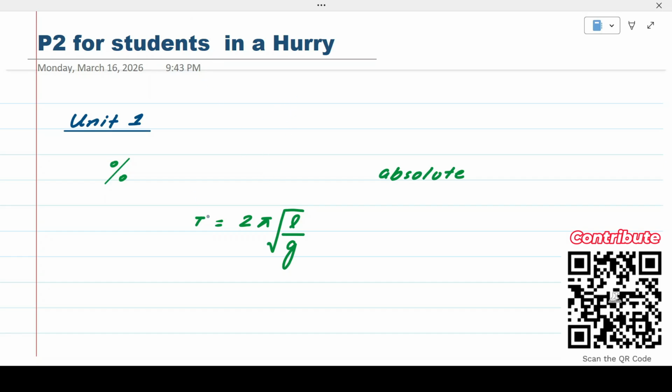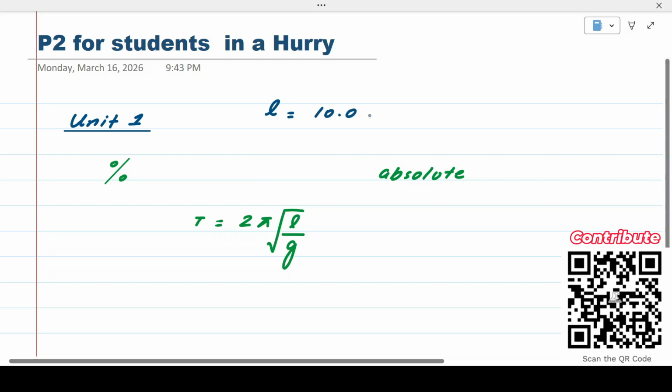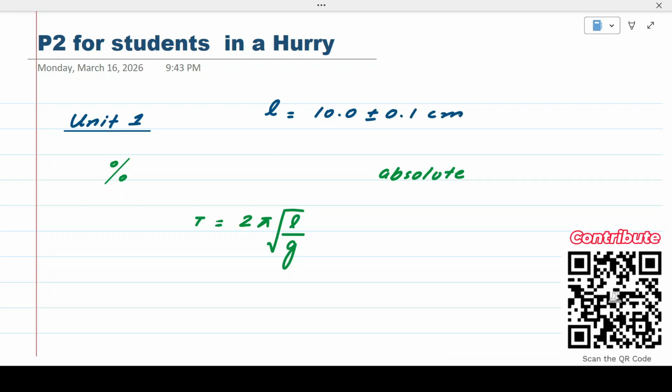First of all, the values would be given. For example, length equals 10.0 centimeter plus minus 0.1 centimeter, and the value of g is given, let's say 9.81 plus minus 0.02 m s^-2. So let's say this is the situation that we have. You're required to find the percentage uncertainty of T. How do we find it?